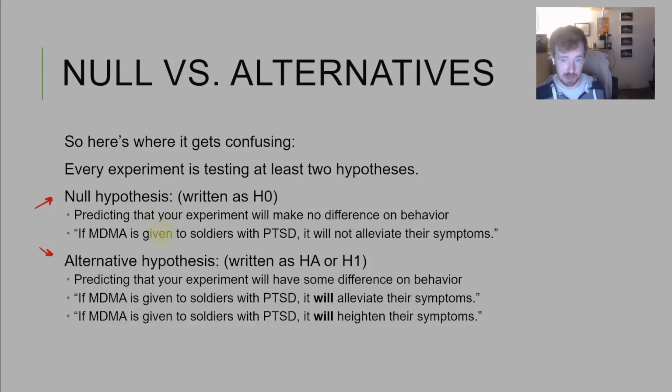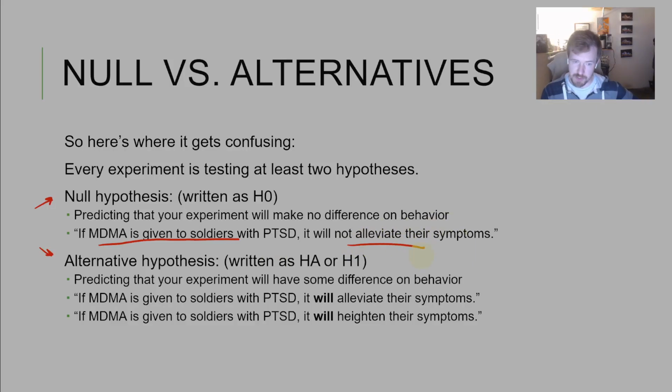We're going to start with the null hypothesis. Every study has two hypotheses. The null hypothesis is what would happen if it doesn't actually work. So the null hypothesis would be, if we give ecstasy or Molly or whatever to a soldier, then it's not going to alleviate their symptoms because it doesn't work. That's the null hypothesis.